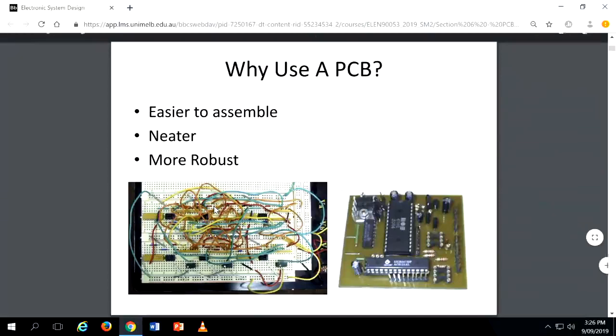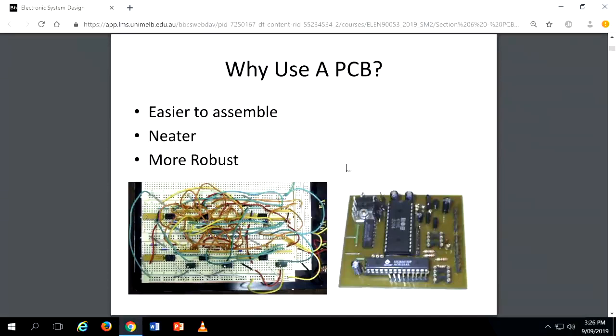Then why use a PCB? This is maybe an example of some of your DSO design. With a printed circuit board, everything will be neat. It is easier to assemble, neater, more robust. Because if you make a system like this, definitely there will be problems with shorting, and when you put it in a box, many wires will come off and your system will not work.